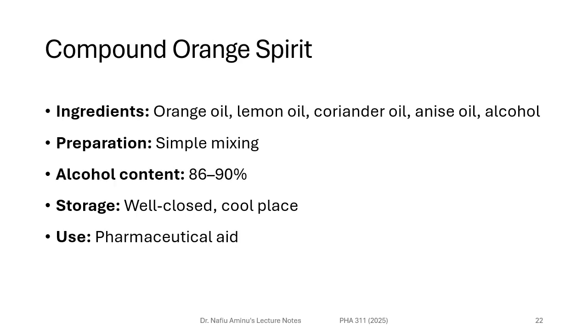The next one is compound orange spirit. It contains ingredients such as orange oil, lemon oil, coriander oil, anise oil, and alcohol. It is prepared by simple mixing, and it contains a very high content of alcohol, 86 to 90%. So it has to be stored in a cool place and well-closed container. It is also used as an excipient, that is, a pharmaceutical aid.